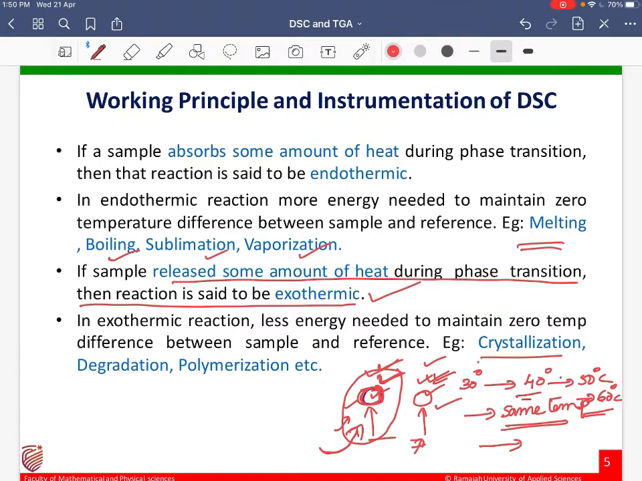So these exothermic reactions happen during crystallization, degradation, and polymerization, where heat is released by the sample. So we don't have to supply the energy that we were giving before to maintain a zero temperature difference between the sample and the reference.